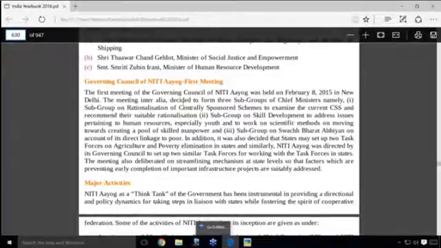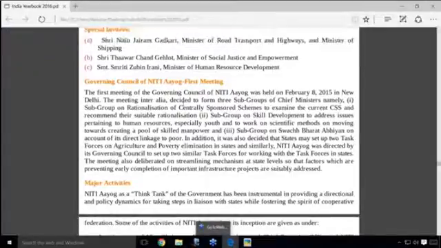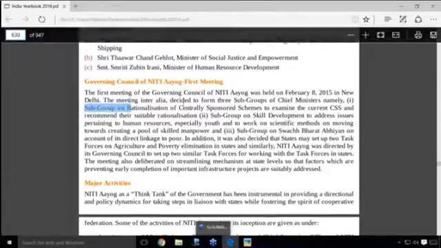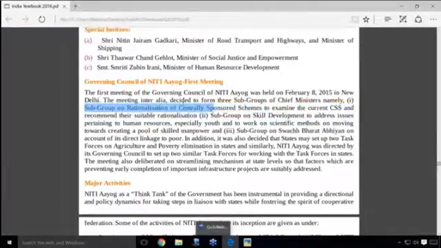Can you see Governing Council of Niti Aayog first meeting? Three groups are set up. Subgroup on rationalization of centrally sponsored schemes to examine the current CSS and recommend their suitable rationalization. There are some centrally sponsored schemes which the state governments have to follow. These are your NREGA, Swachh Bharat Abhiyan and all. Those state governments want to implement it, but these are considered as driven basically by the central government.